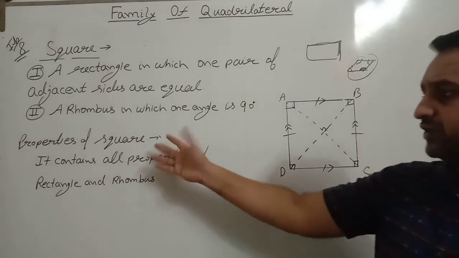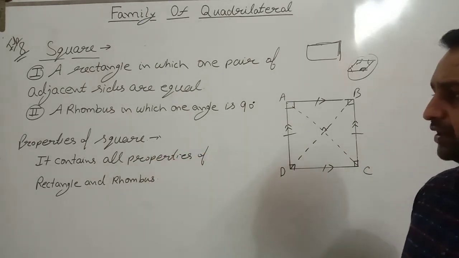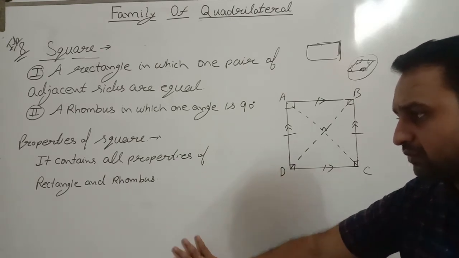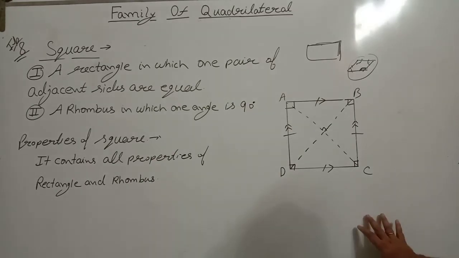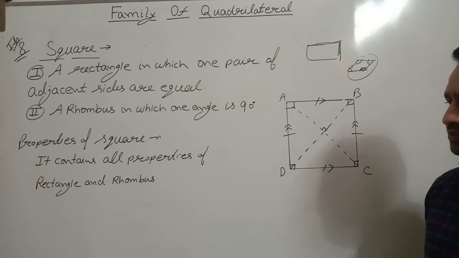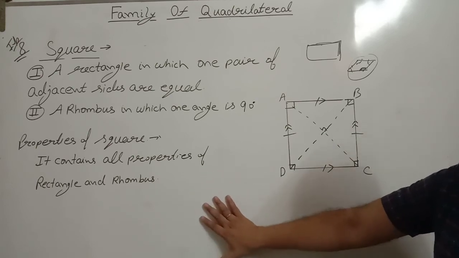Now, properties of a square. Because it is a part of both a rectangle and a rhombus, it contains all properties of the rectangle and rhombus, and it does not have any special property of its own. So we can say that it contains all properties of a rectangle and a rhombus.